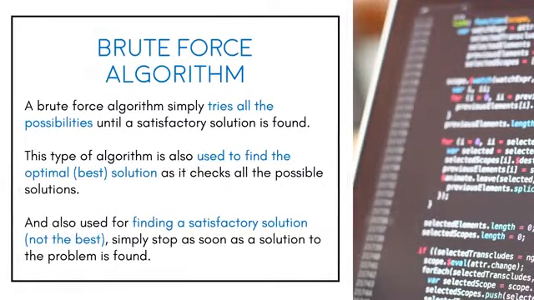Third is brute force algorithm. This type is like trial and error. You simply try all the possibilities until a satisfactory solution is found. This type of algorithm is also used to find the best solution as it checks all the possible solutions. And also, it is used for finding a satisfactory solution. It simply stops as soon as a solution to the problem is found.